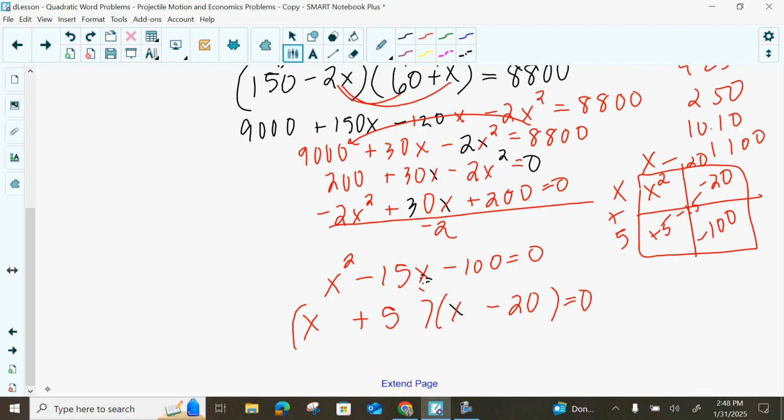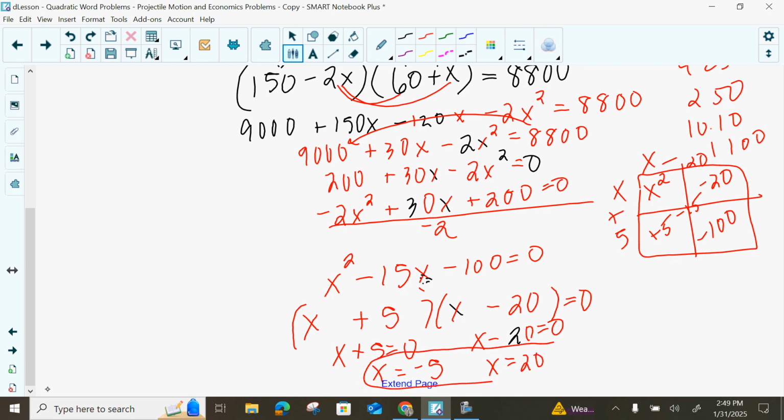Caroline, what happens when I have those two parentheses equaling 0? What do I do to each parenthesis? Set it equal to what? Set it equal to 0 and solve. So I go x plus 5 equals 0, x minus 20 equals 0. So x is negative 5. X is positive 20. So I'm just circling them. We have to answer the question asked.